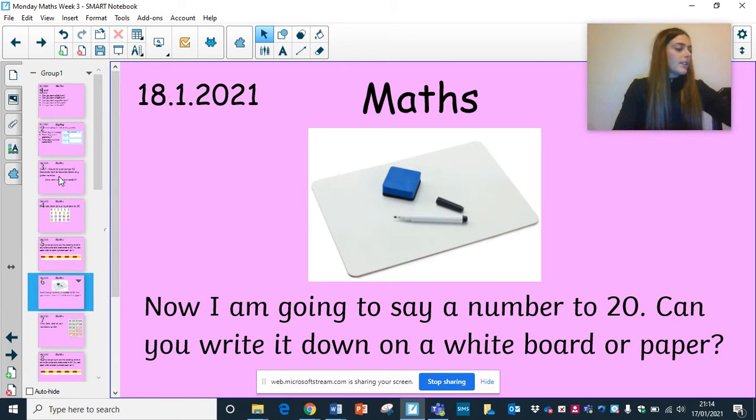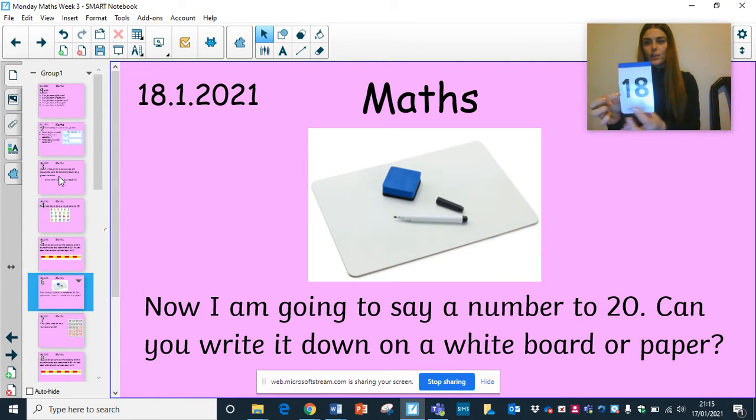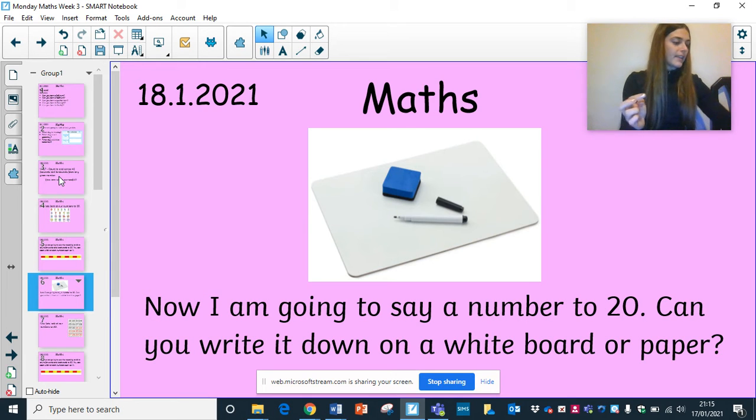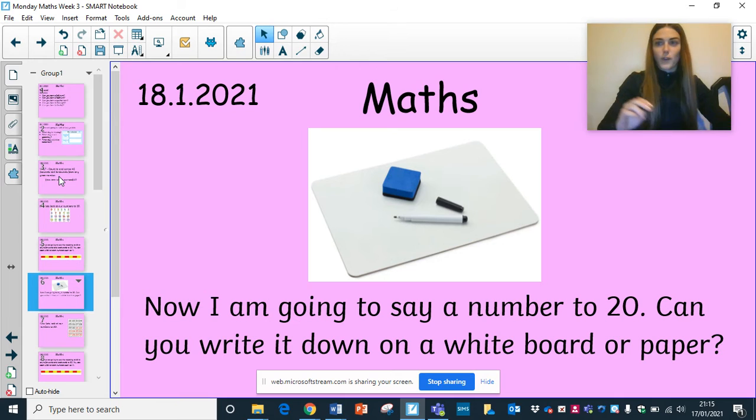Okay. This time, can you write down the number 18? Give some time to think. I'll get my card ready for you. And there's the number 18. So you've got your 10 and your 8. Double check you've got yours that looks just like this, and it's the right way round. Okay, last one then, the number 20. What does that look like? Can you write that one down for me? And that's how it should look. It's a 2 and a 0 in 20. Well done if you've got that.